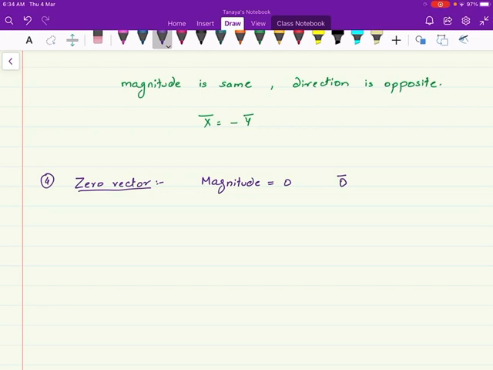What can be the example for a zero vector? If a particle is stationary, it is not moving, its velocity is 0. So the velocity vector can be called a zero vector. Or a particle is moving in a direction with a uniform velocity. If velocity is uniform, the acceleration vector is a zero vector, because the value of acceleration is 0, magnitude is 0. So the vectors whose magnitude is 0, we call them a zero vector or a null vector. Okay.